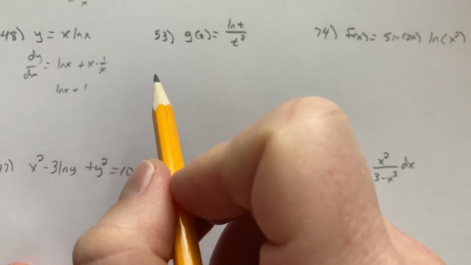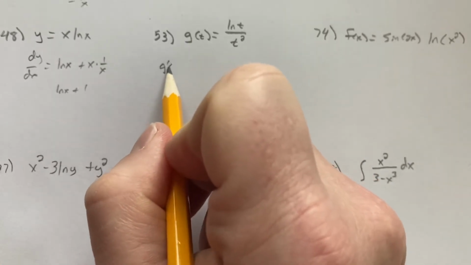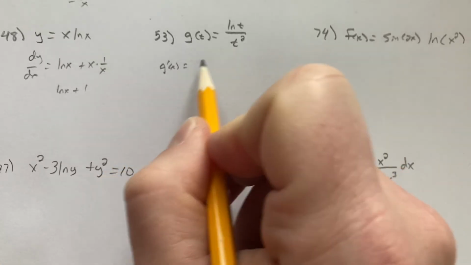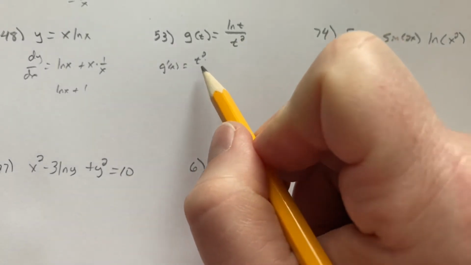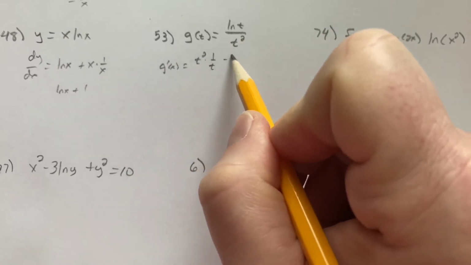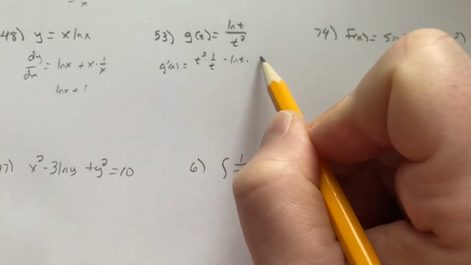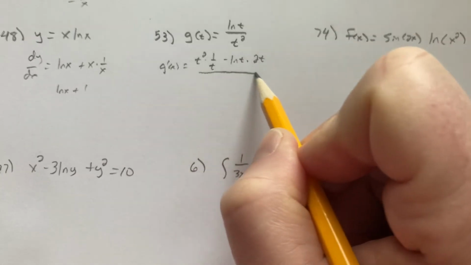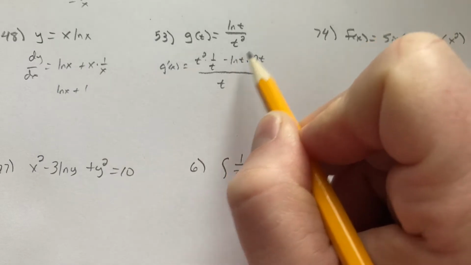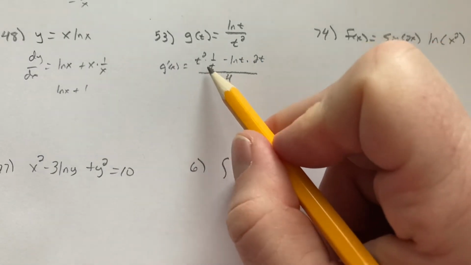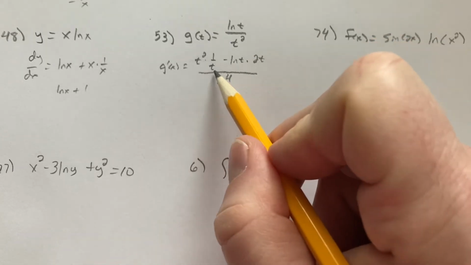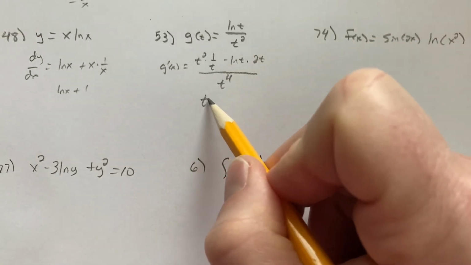53 is a quotient rule. So when I do its derivative, it's going to be bottom t squared times derivative of the top, which is 1 over t, minus top times derivative of the bottom, which is 2t, over bottom squared. T squared squared would be t to the 4th. Now you're welcome to leave that, or we could obviously simplify here that t can cancel one of those.